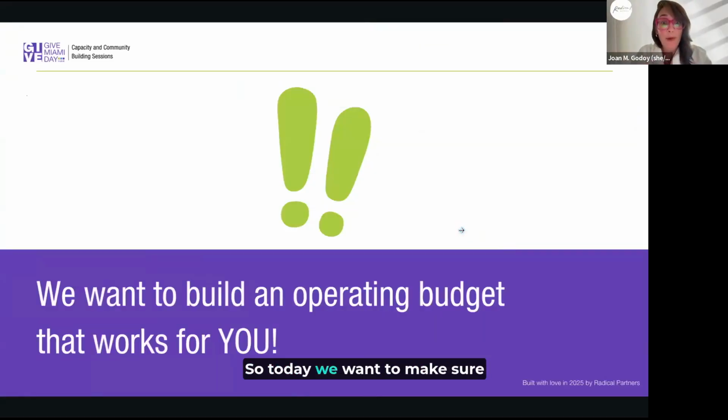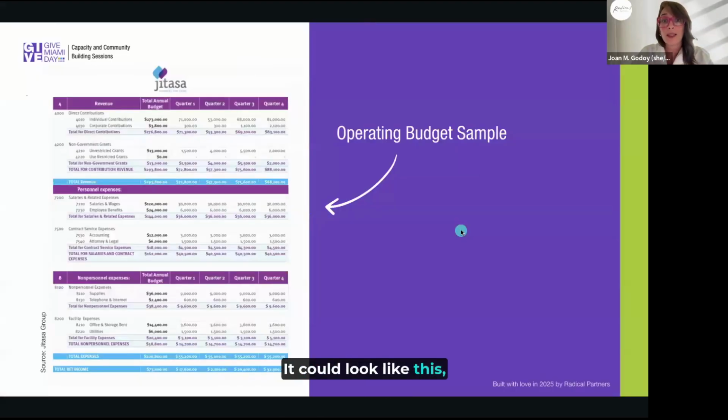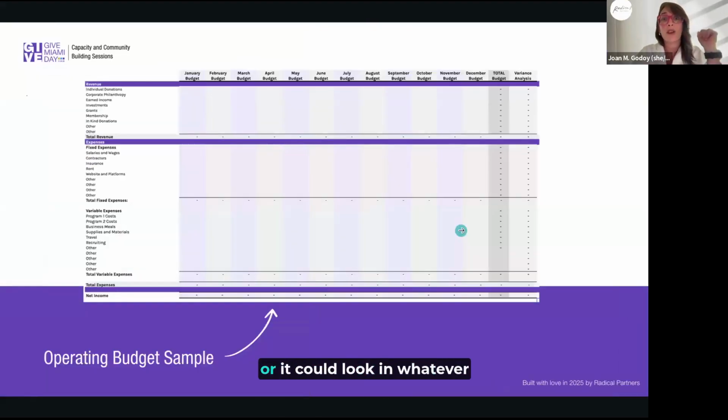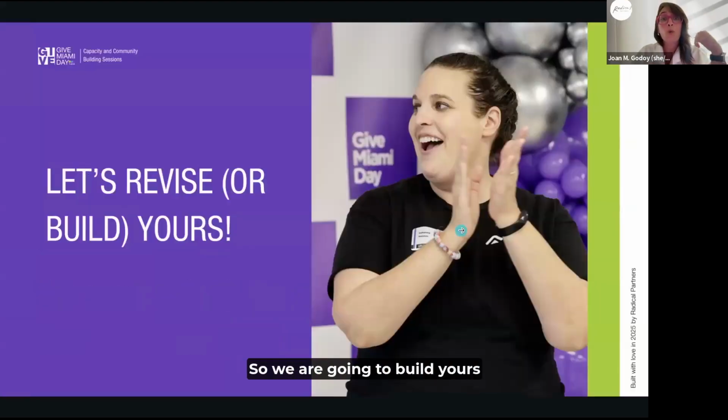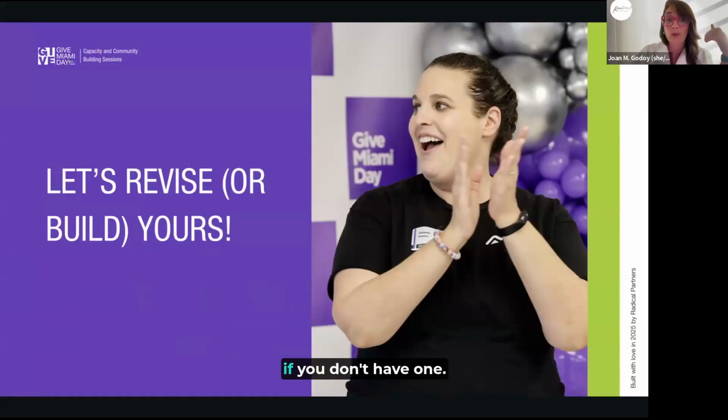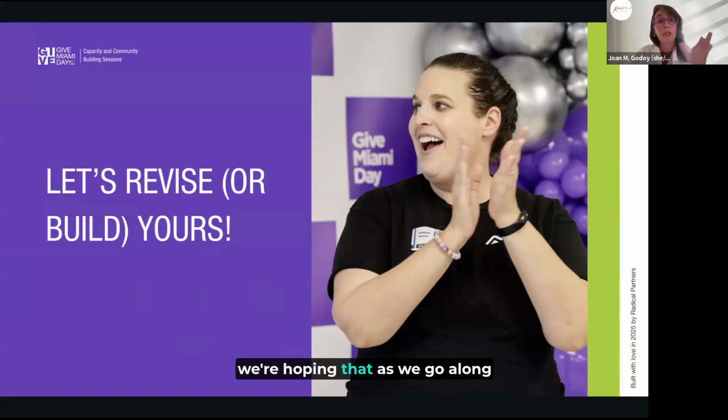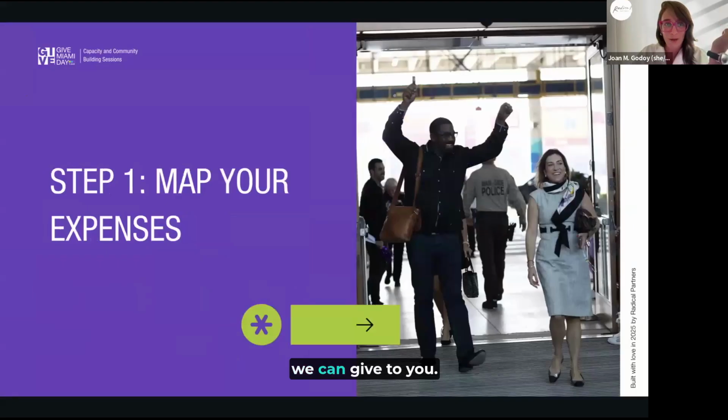So today, we want to make sure that we build an operating budget that works for you. It could look like this, it could look like that, or it could look in whatever other way and color you need it to look like. So we are going to build yours if you don't have one. And because the majority of you have an operating budget, we're hoping that as we go along, you get to revise yours, validate some of the things that you're already doing, and improve some others if there's something we can give to you, right? So step number one, as you work on your operating budget, is to map your expenses.